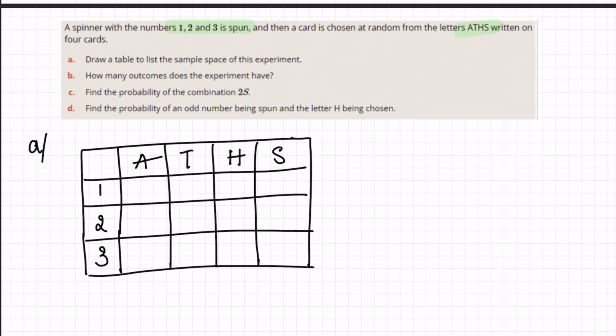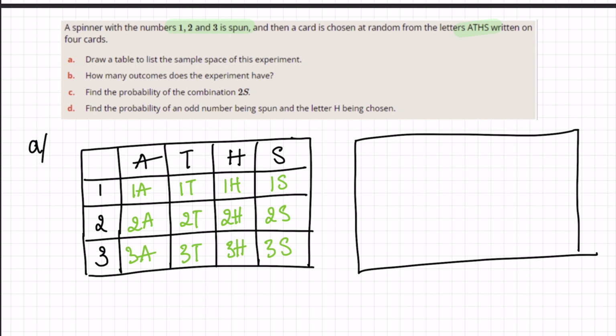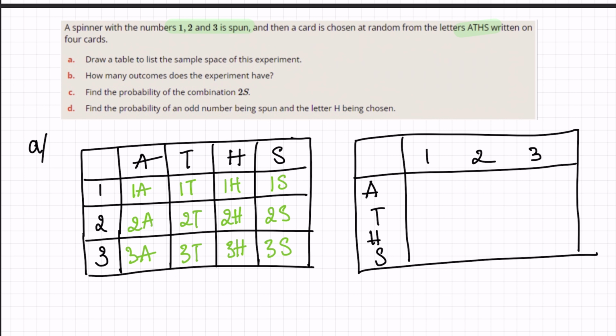So here you can have 1A, 1T, 1H, and 1S. The thing is, 1A or A1 doesn't matter, because they are two independent steps. So which one appears first does not impact at all. 2A, 2T, 2H, 2S, and 3A, 3T, 3H, and 3S. If you do the table in a different way, like A, T, H, S, and the spinner here 1, 2, 3, it doesn't impact at all.